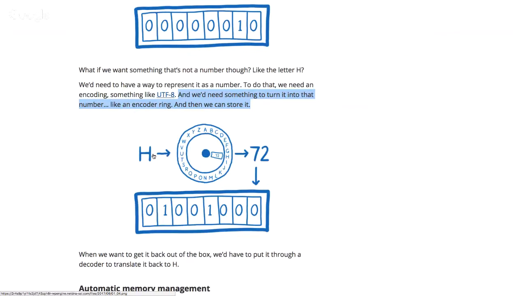Let's say the encoder is saying, hey, H can be represented with the number 72. So we store the number 72. According to the encoder ring, H is converted to a number, and it's 72. We know that we can easily store numbers. Numbers can be converted to binary format and easily stored. So the H has been converted to the number 72, and that's what is being stored at this 8-bit memory address.